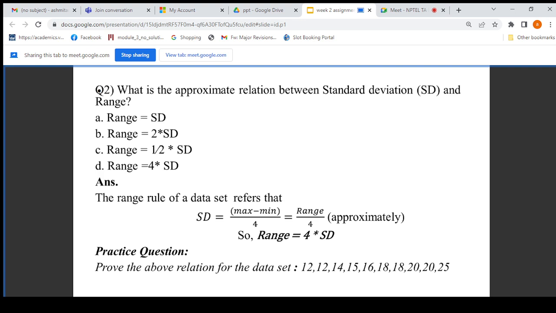And what is the actual, if we do the actual standard deviation, what will be the standard deviation then? 0.25.